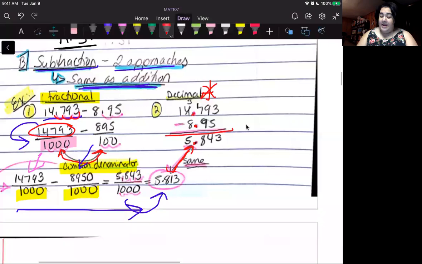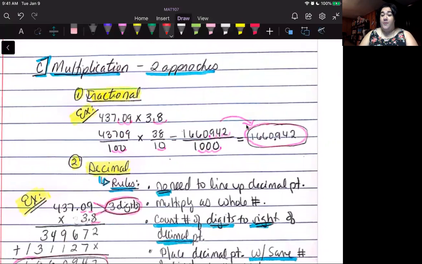Now, multiplication, as we've been doing so far, has both approaches again. You can, once again, for multiplication, choose to convert each of your decimals into their fractional components.